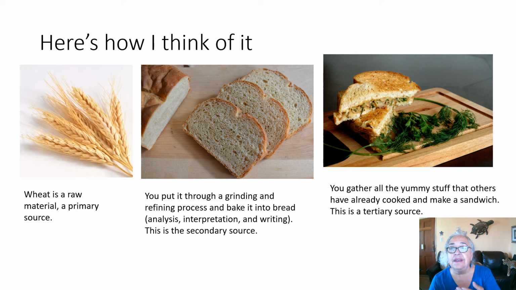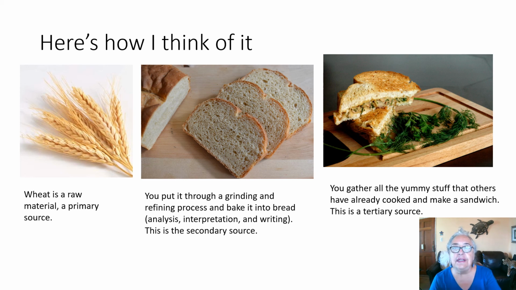Then you get that secondary source, that loaf of bread, and you gather all the yummy stuff that other people have made, chicken salad, for example, roasted vegetables, and you make a sandwich. This is the tertiary source because you've taken what other people have made and you create yet something new.